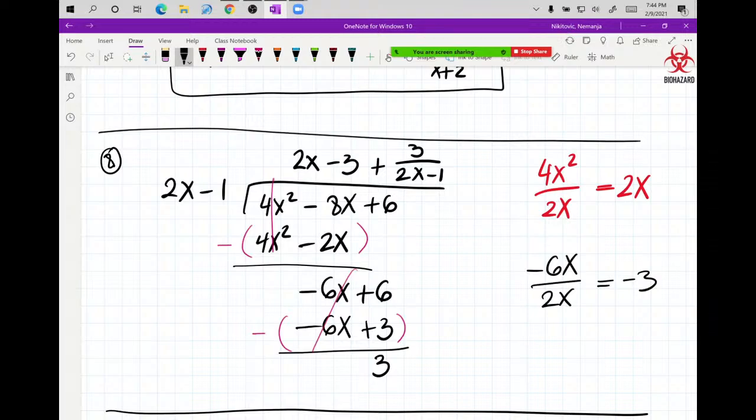So you always look at the first term, and you divide them on a side. Whatever you get, you put up there, multiply it back, subtract, drop the next term, rinse and repeat as long as you need to be done, right? Until you're done with the whole thing.